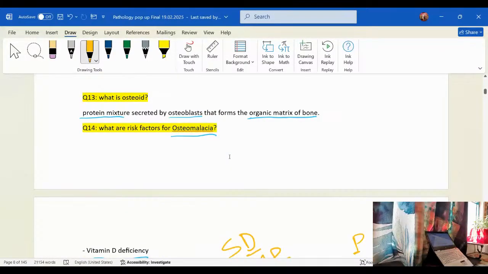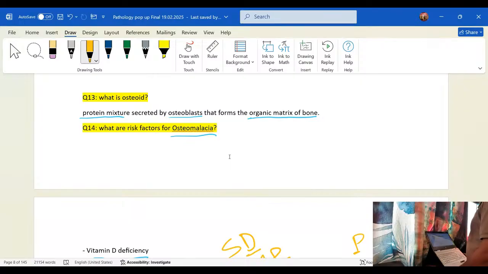Osteoid is a protein matrix secreted by osteoblasts that forms the organic matrix of the bone.